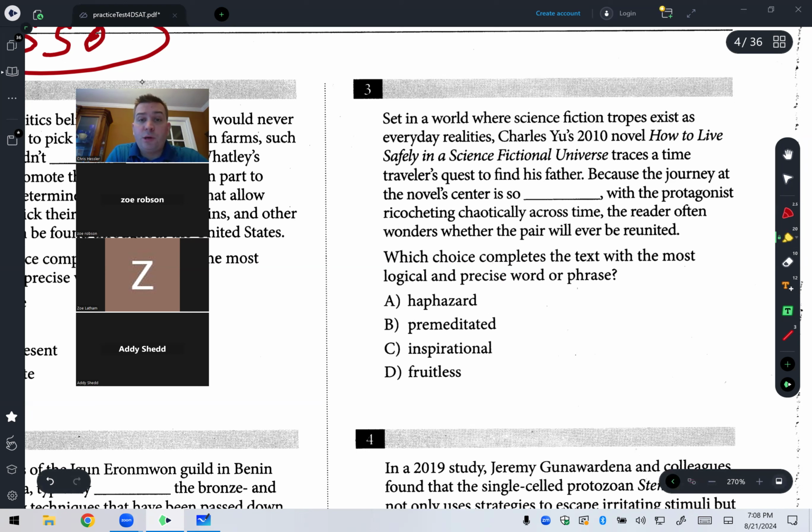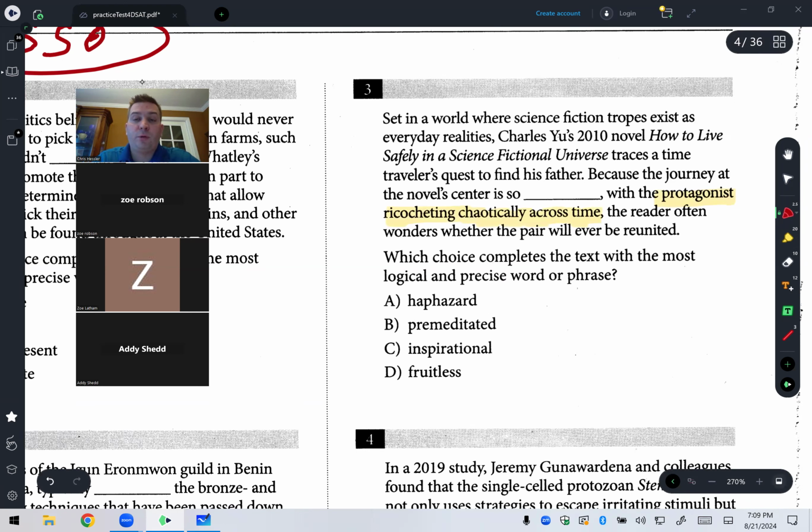Okay, so we could read the words back into the sentence, and I think an important part of this one is this right here. The protagonist is the main character, and the main character is ricocheting chaotically across time.